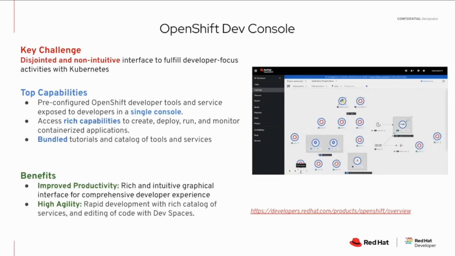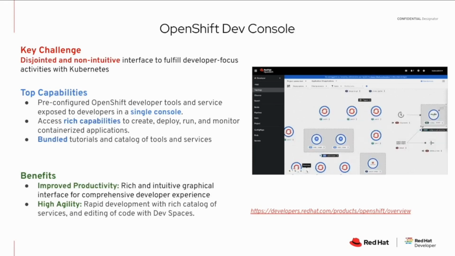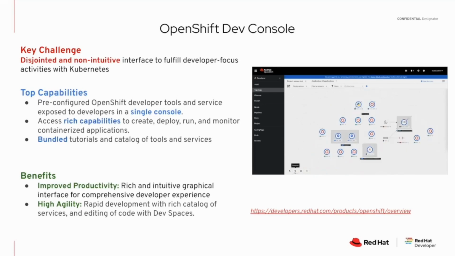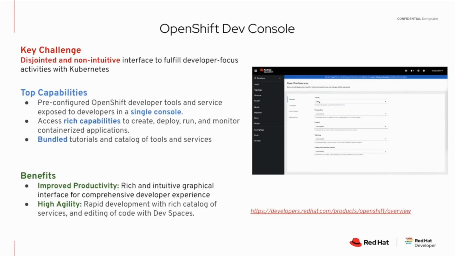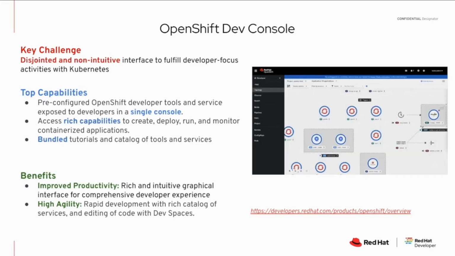The Kubernetes default interface that comes, it's great, but it feels a little disjointed, and it requires a lot of work to get all your developer services and tools and to see how you're going to go simply from code to something running on that cluster, right? So with the OpenShift Dev Console, it's not only very intuitive, it's pre-configured with a lot of the tools and services which are exposed to developers, and all in a single console. It has very rich capabilities, extremely intuitive user interfaces that have actually won quite a few prizes in the industry.